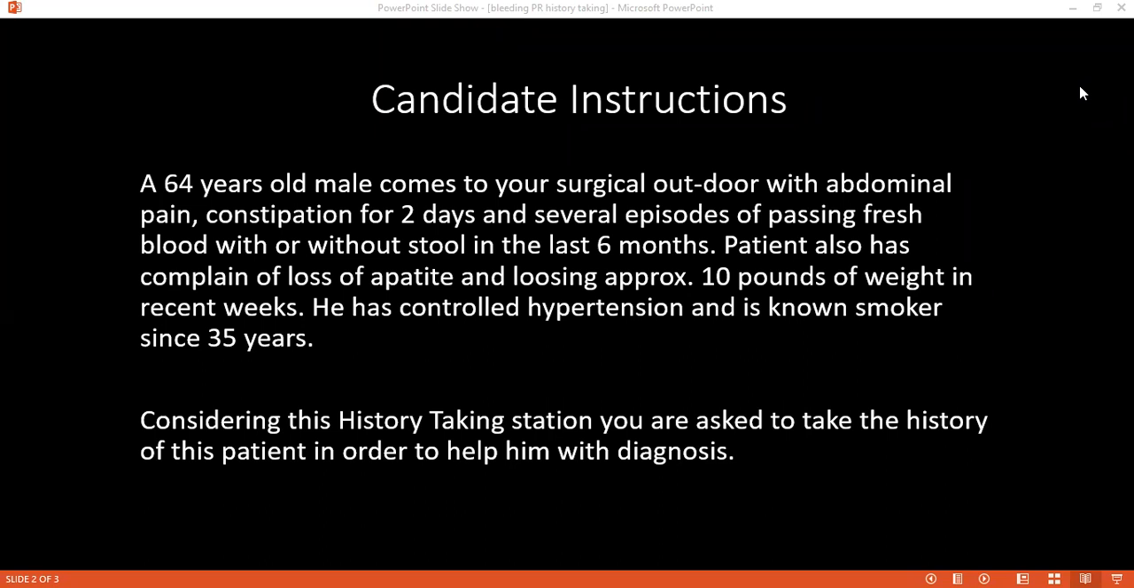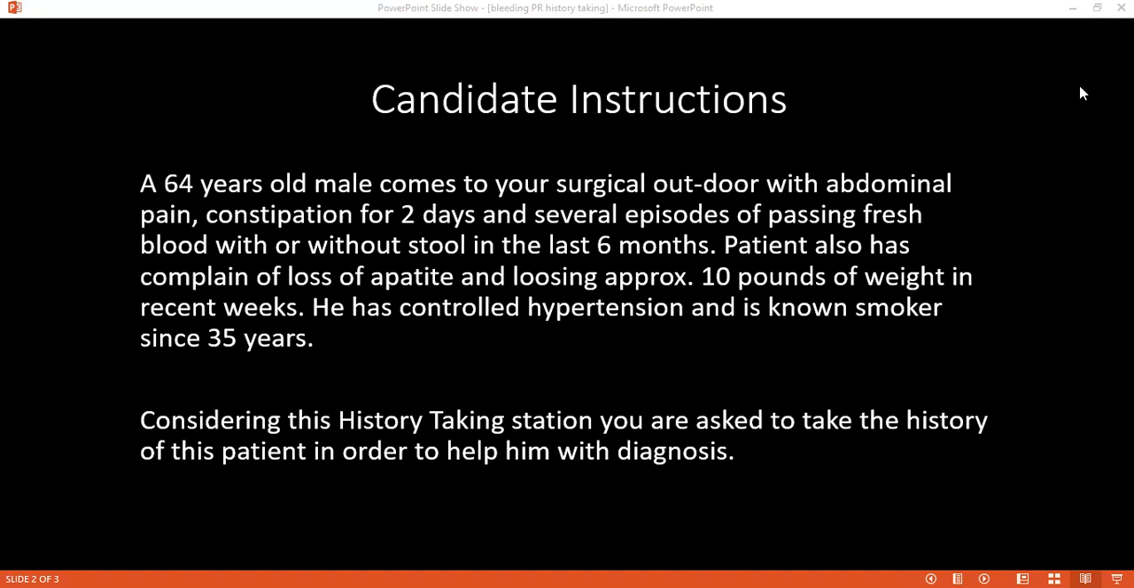What was your idea about this pain? Doctor, I'm thinking I am suffering from a serious illness, which is leading to this fresh blood, and I'm constipated for the last 2 days. Okay, sir. Sorry about that. What was your concern about this? Doctor, I'm very much concerned about my loss of appetite as well as the recent weight loss, 10 pounds. Then what was your expectation? Doctor, I want a cure from you. I want a diagnosis from you.